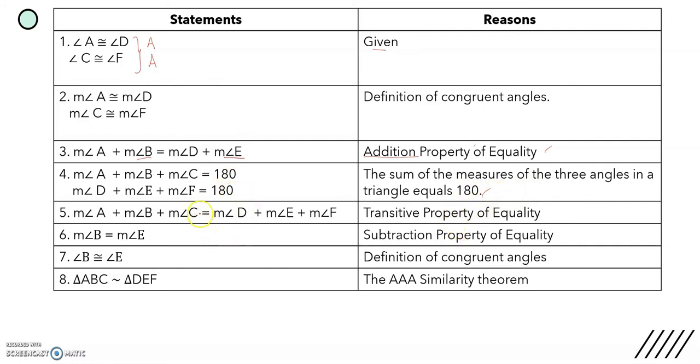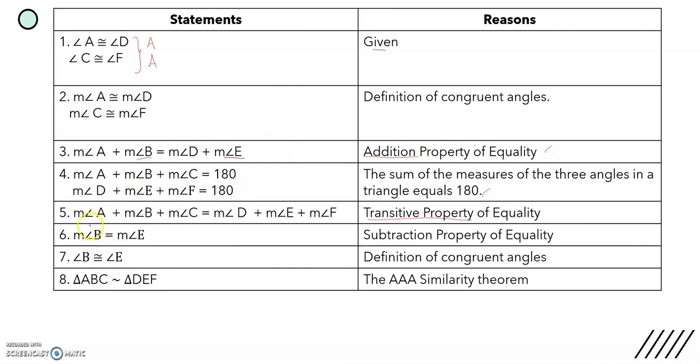And then number 5, we can actually say that the measure of angles ABC is equal to the measure of angles D, E, and F using the transitive property of equality. So we, of course, have the prior knowledge of the different properties of equality for us to justify our reasons.